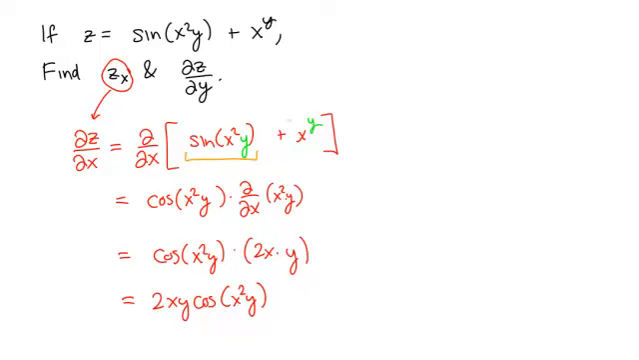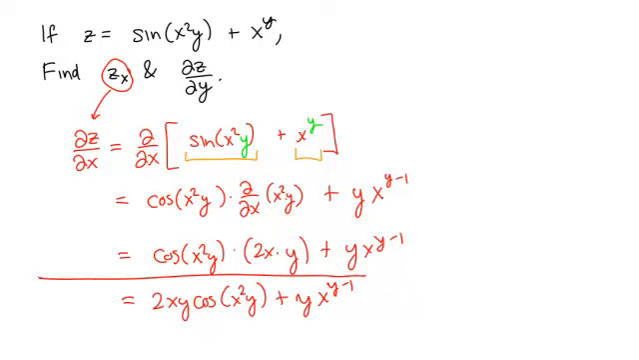Now let's focus on this bit. So how would you differentiate that? Well, this is x raised to a constant power. So this is a power function. And the rule for x raised to a constant power is you drop the power down, and then you subtract 1 from the power. And so our derivative will be this expression right here: 2xy cosine x squared y plus y times x to the y minus 1. And that would be z sub x, or the partial derivative of z with respect to x.